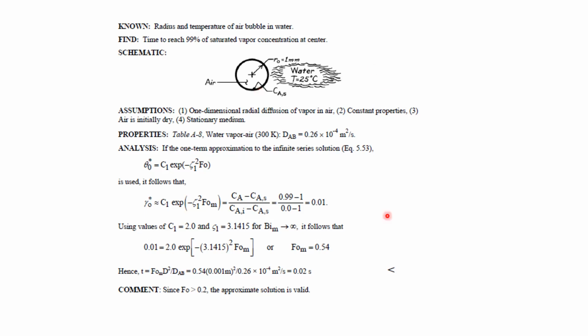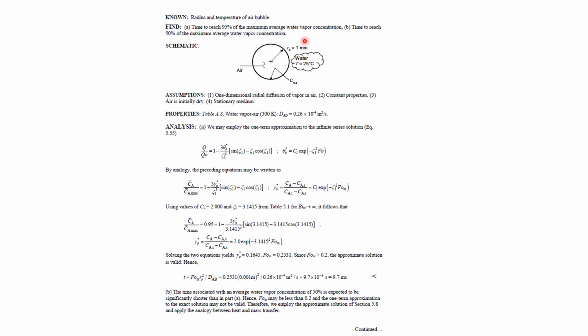Another question could be asked like, find the radius and temperature. The question can be, if it is 95% of the maximum average vapor concentration, how will we determine it? If it is 50%, how will we determine it? The procedure is the same. In that case, we will be using this same expression, C1 exponential minus zeta squared, that condition. And here, what is the change? CA will be 0.95, and in the second case, 0.5.